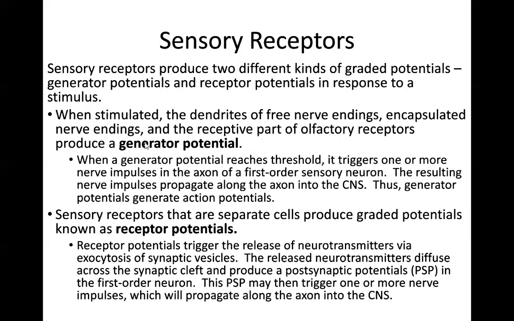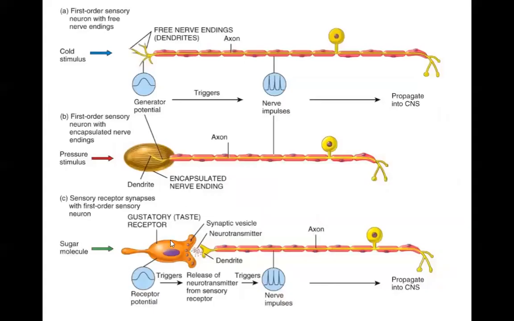A generator potential, when it reaches threshold, triggers one or more nerve impulses in the axon of that first order sensory neuron. The resulting nerve impulse propagates along the axon into the central nervous system. So it's called a generator potential because they generate action potentials. Receptor potentials are what we have with our separate, or like I say, special cells.